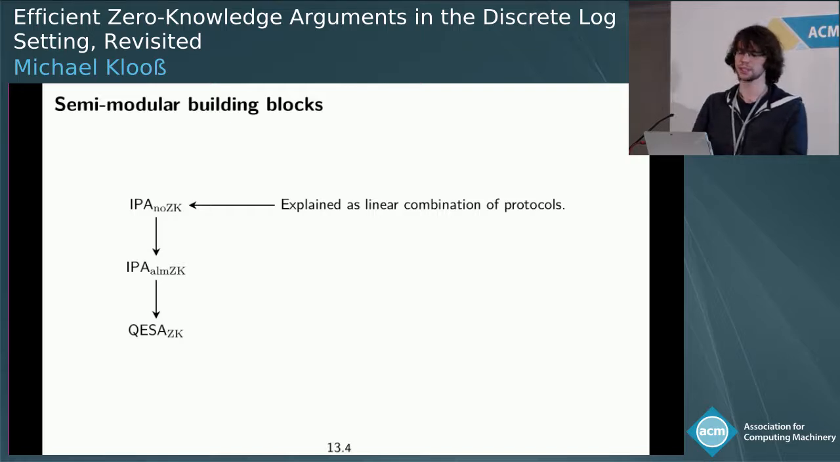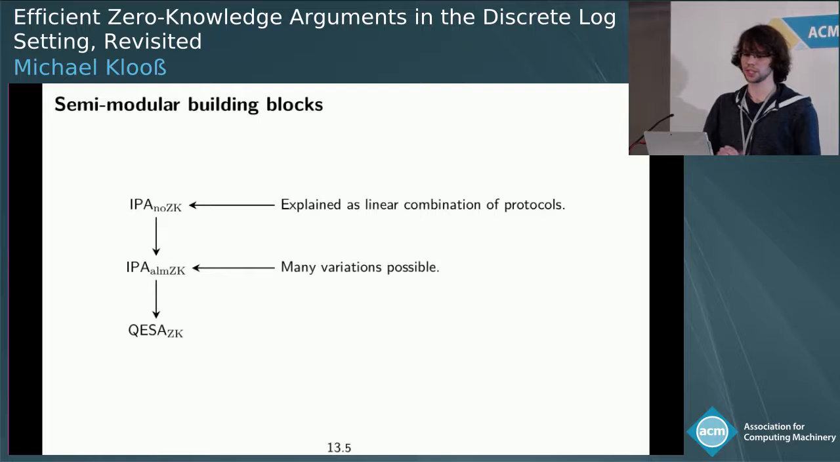So we can explain the improvement of bulletproofs over the work of Bootle et al. by explaining the compression used there as simply a linear combination of protocols. And we use this technique also to obtain zero knowledge. And yeah, it's very convenient to view things like this, even though they may technically not truly be linear combinations.